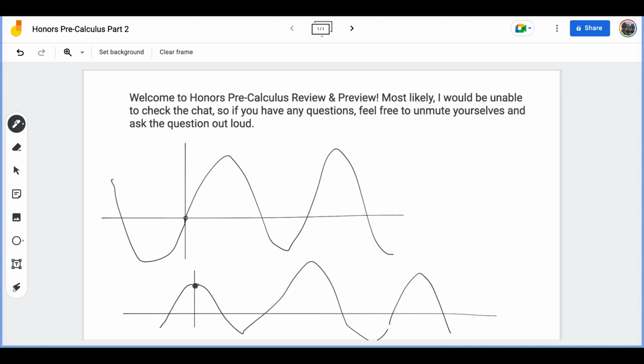In this case, the maximum intersects the y-axis, because it's positive cosine. If it was negative cosine, it would go like this, and then the minimum would intersect the y-axis. If it was negative sine, it, as you might imagine, would be flipped around like this, and therefore, it's still the central point that intersects the y-axis, but the minimum follows that immediately.